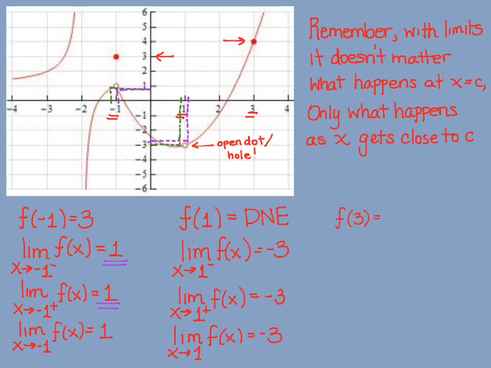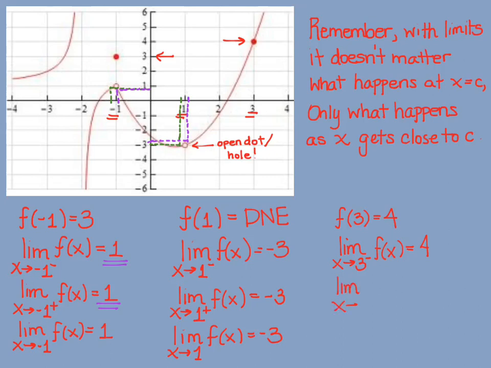Finally, let's look at f of 3. f of 3 has a solid dot when y equals 4, so f of 3 equals 4. The limit as x goes to 3 from below of f of x can be found by choosing any value less than 3, tracing it up until we hit the curve, and if you do this on your own, you'll notice that it seems to be going to 4.